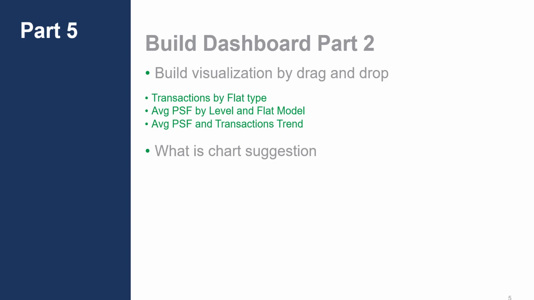In this video, we'll carry on building the dashboard. We build the next 3 visualizations by drag and drop. What is the transaction by flag type? What is the average per square feet by level and flat model? And what is the average per square feet and transaction trend? Next, I will show you what is chart suggestion.